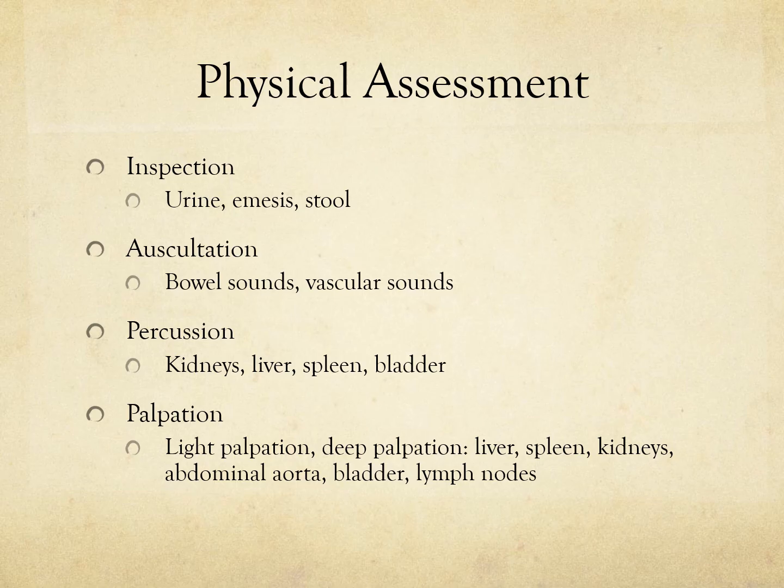Again, when we're observing the abdomen, we're looking at the contour and symmetry, skin color and integrity, scars or lesions, distension, visible masses or pulsation. Inspection also includes observing output like urine, emesis, and stool, which can provide huge clues about what's happening.